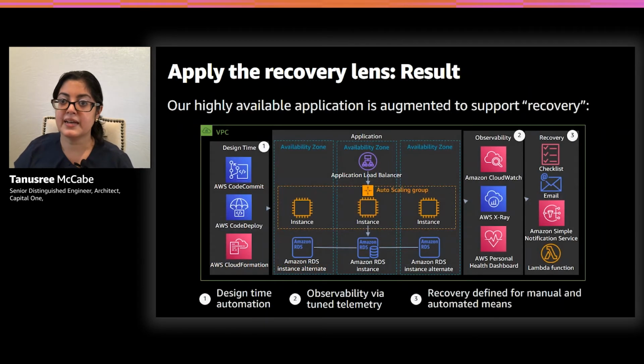Given that particular lens, this may be a likely result. So our previously resilient and highly available application is now augmented to support recovery. On the left-hand side, we have design time automation. This is super important. I'm reminded of a time when an application was accidentally terminated. Fortunately for that application, they had good design time automation available that allowed them to quickly deploy their infrastructure as code as well as their actual application code. That allowed them to restore their operations very swiftly.